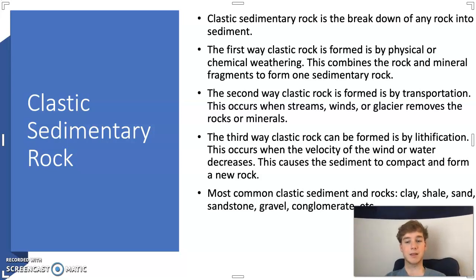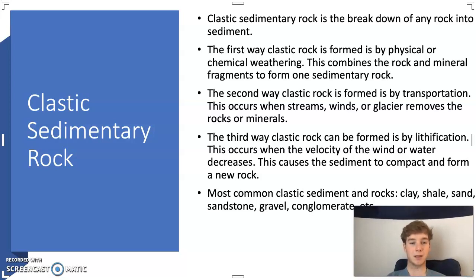The clastic sedimentary rock. Clastic sedimentary rock is the breakdown of any rock into sediment. The first way clastic rock can be formed is by either physical or chemical weathering. This is when the rock and the mineral fragments combine to form a new sedimentary rock. The second way clastic rock can be formed is by transportation. This occurs when streams, winds, or glaciers remove the rocks and minerals and then form them into a new one.